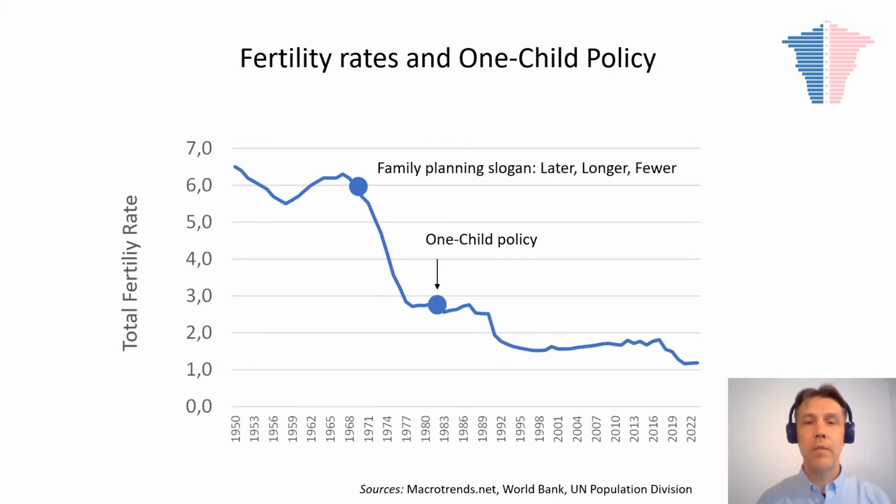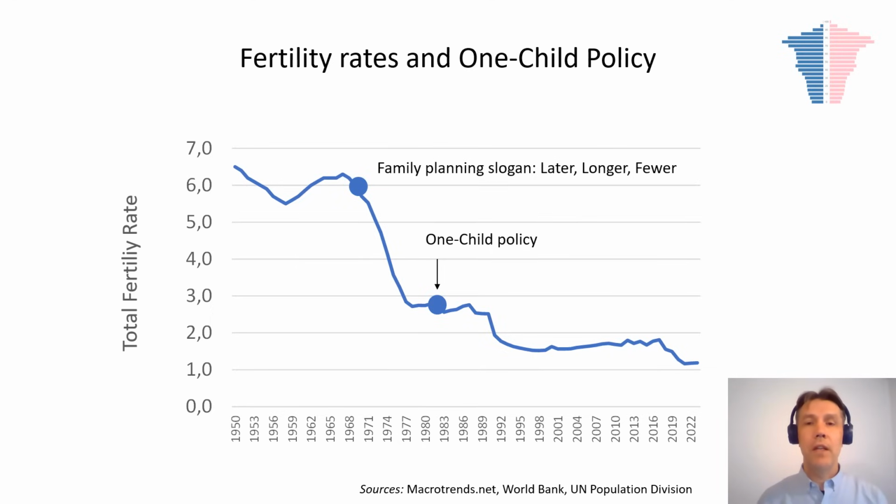However, the Chinese government tried to accelerate the decrease of the birth rate. And it started before the official start of the one-child policy with softer family planning measures. In the beginning of the 1970s, a family planning slogan, later, longer, fewer, was introduced by the Chinese government. The aim of that slogan was to convince couples to give birth to the first child at an older age, to have longer time intervals between births, that would ultimately lead to having fewer children.